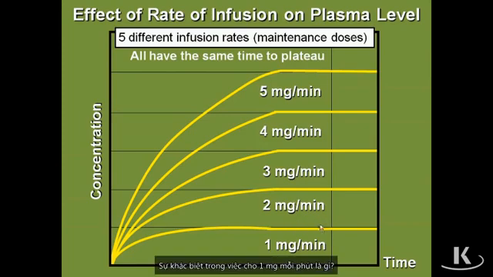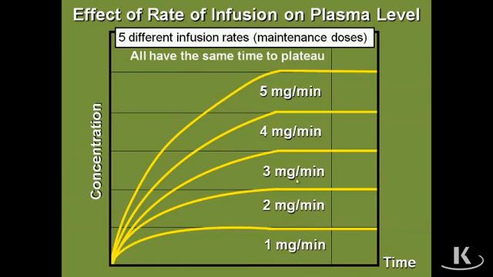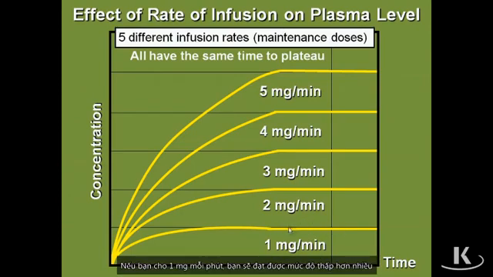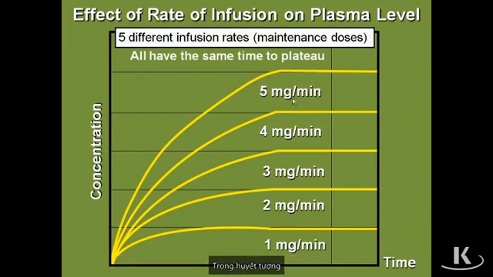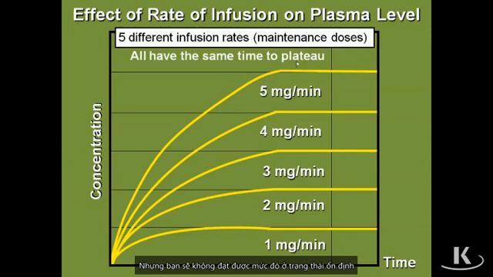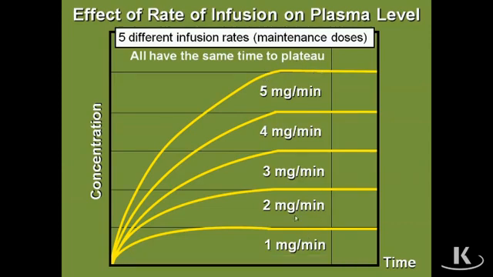What is the difference in giving 1 milligram per minute, say, versus giving 5 milligrams per minute? Well, notice you're plotting versus plasma concentration here. If you give 1 milligram per minute, you're going to reach a much lower level in the plasma compared to 5 milligrams per minute. But you won't reach that level at steady state any faster than you did if you gave 1 milligram per minute.